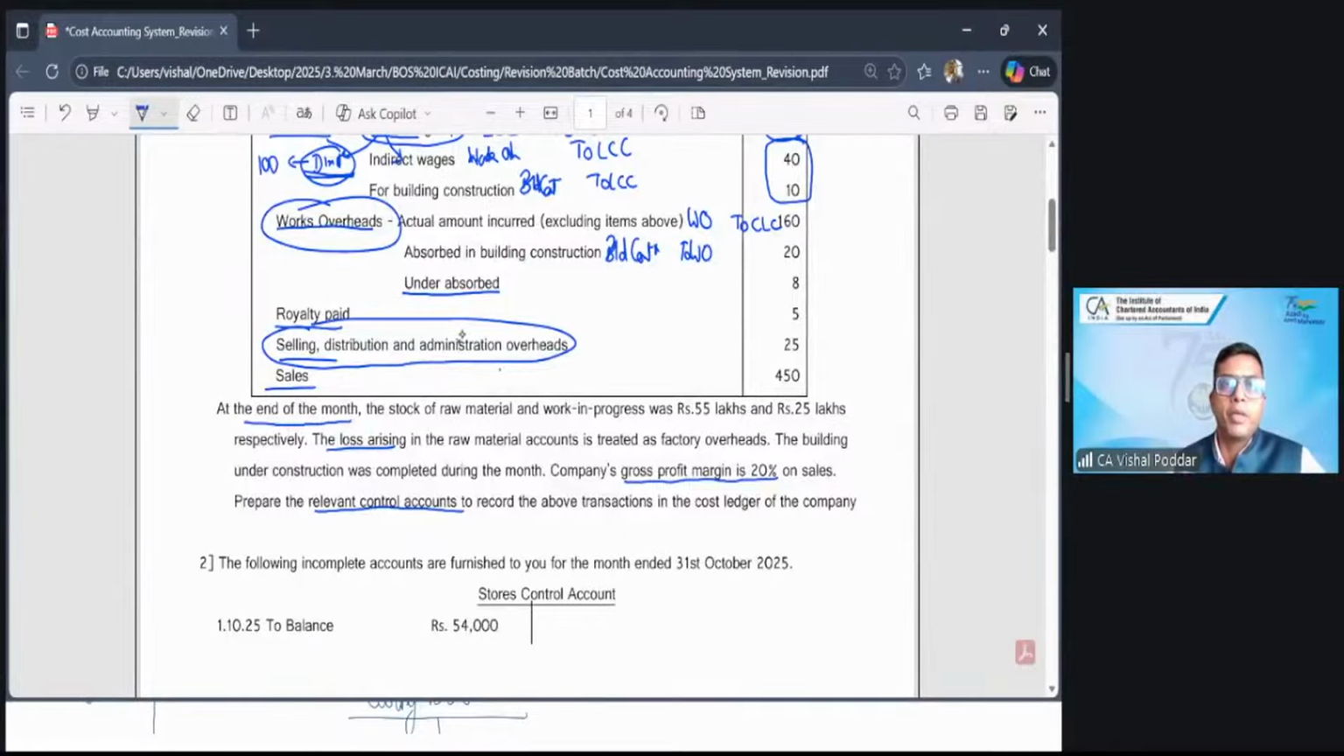Now, what will be the treatment? The treatment will be any under or over absorption is generally charged to the costing P&L account until and unless mentioned otherwise. Now, if nothing otherwise is mentioned, you charge it to the P&L account because under absorption represents your loss. But now this account is pending because there is something which is missing, which we can identify only at the end when all the other transactions are completed in this account. So 160, 20, and 8.